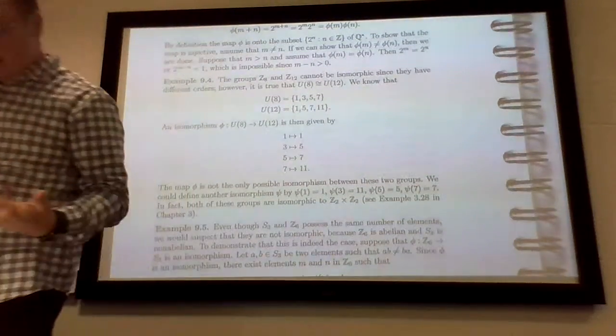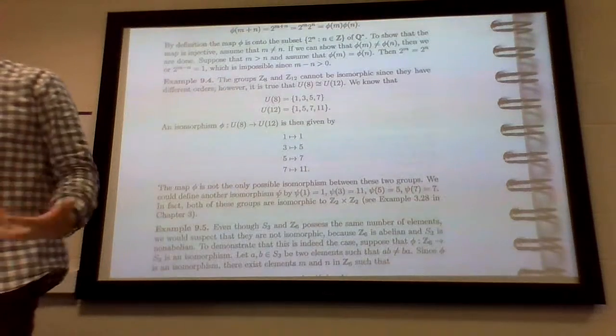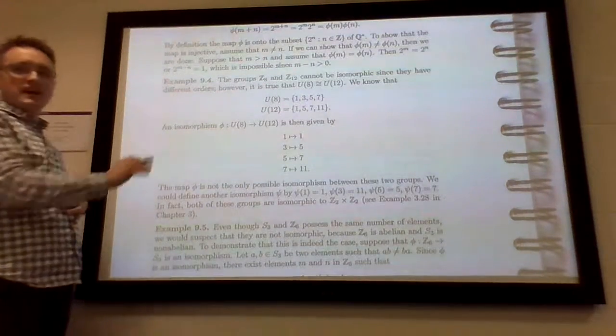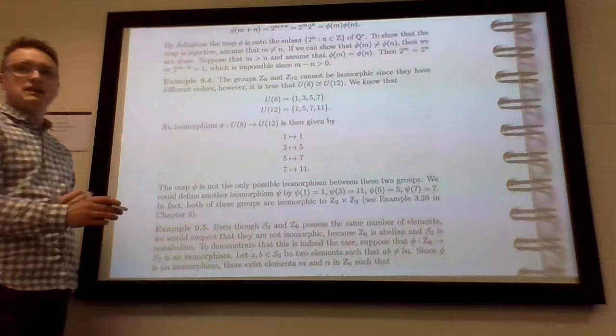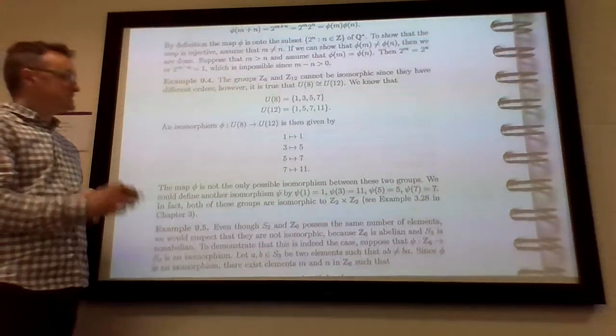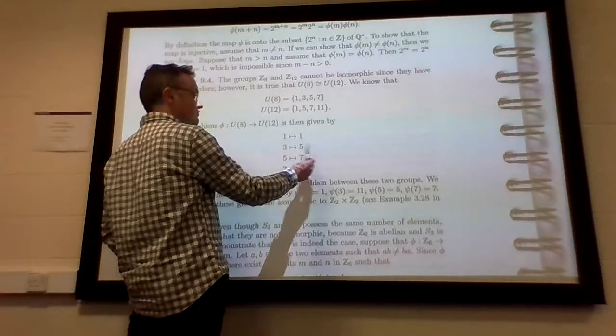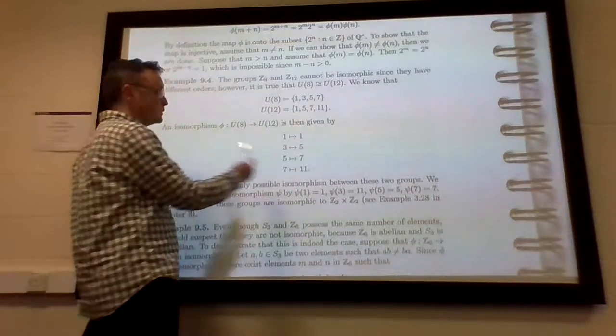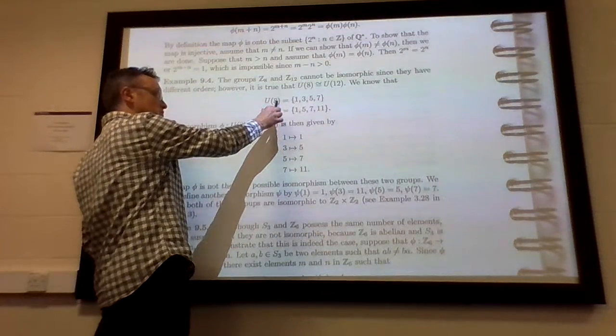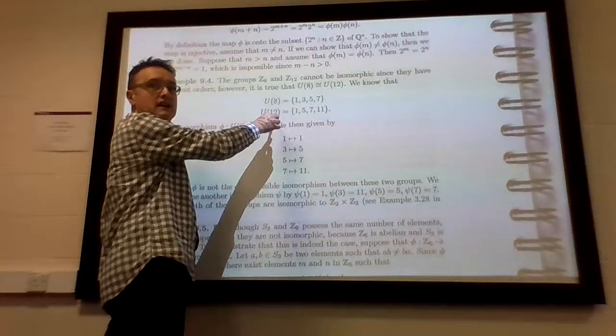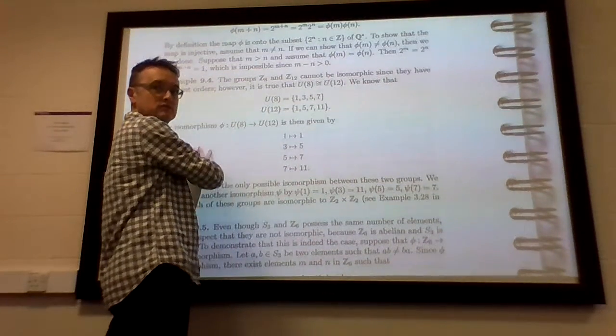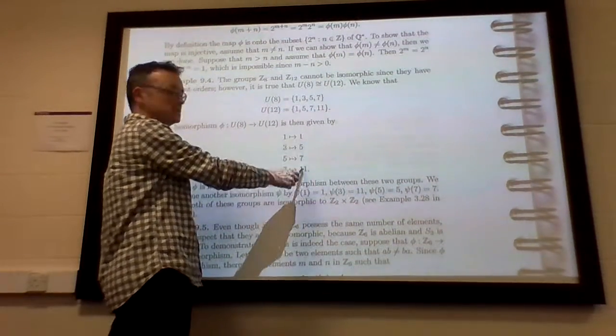If you check, one way to check is to do the multiplication table for them both, the Cayley table for them both. See that under this relabeling, it will relabel the Cayley table for U8 and it will become the correct Cayley table for U12 if you relabel the body of the table using this association.